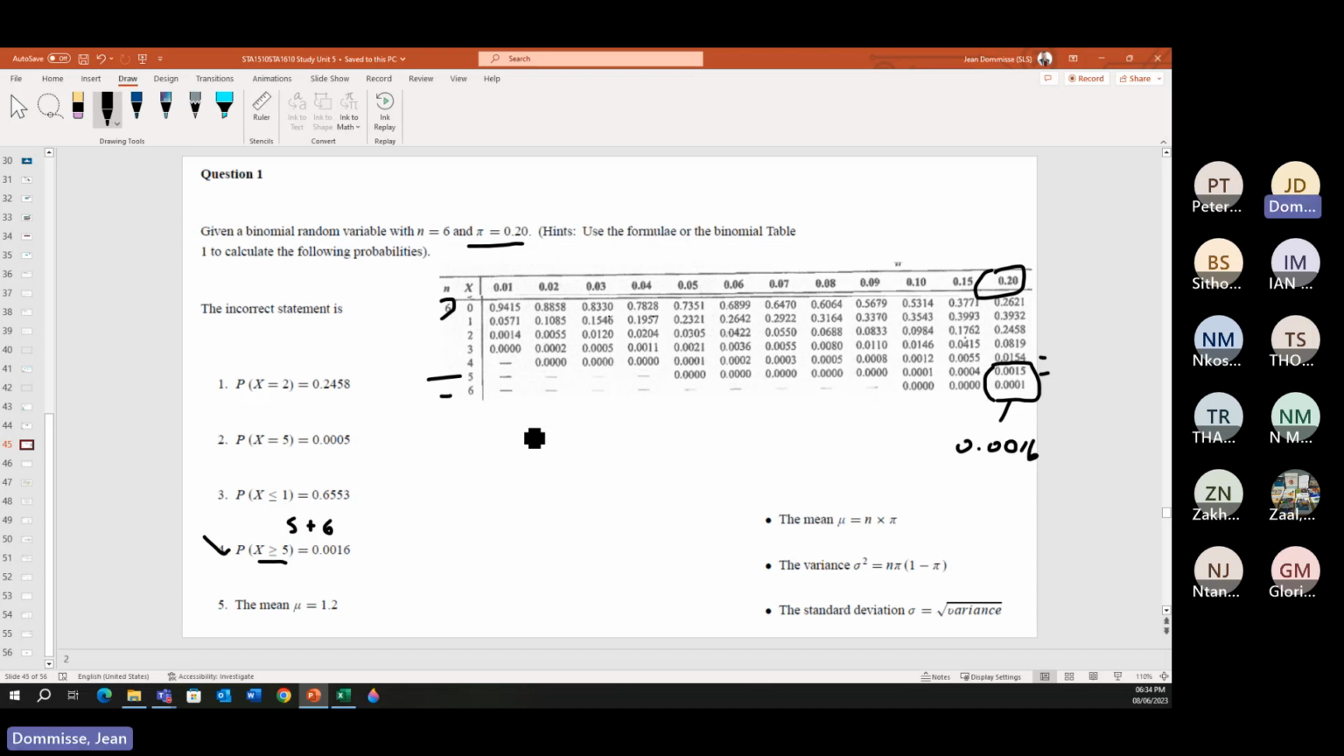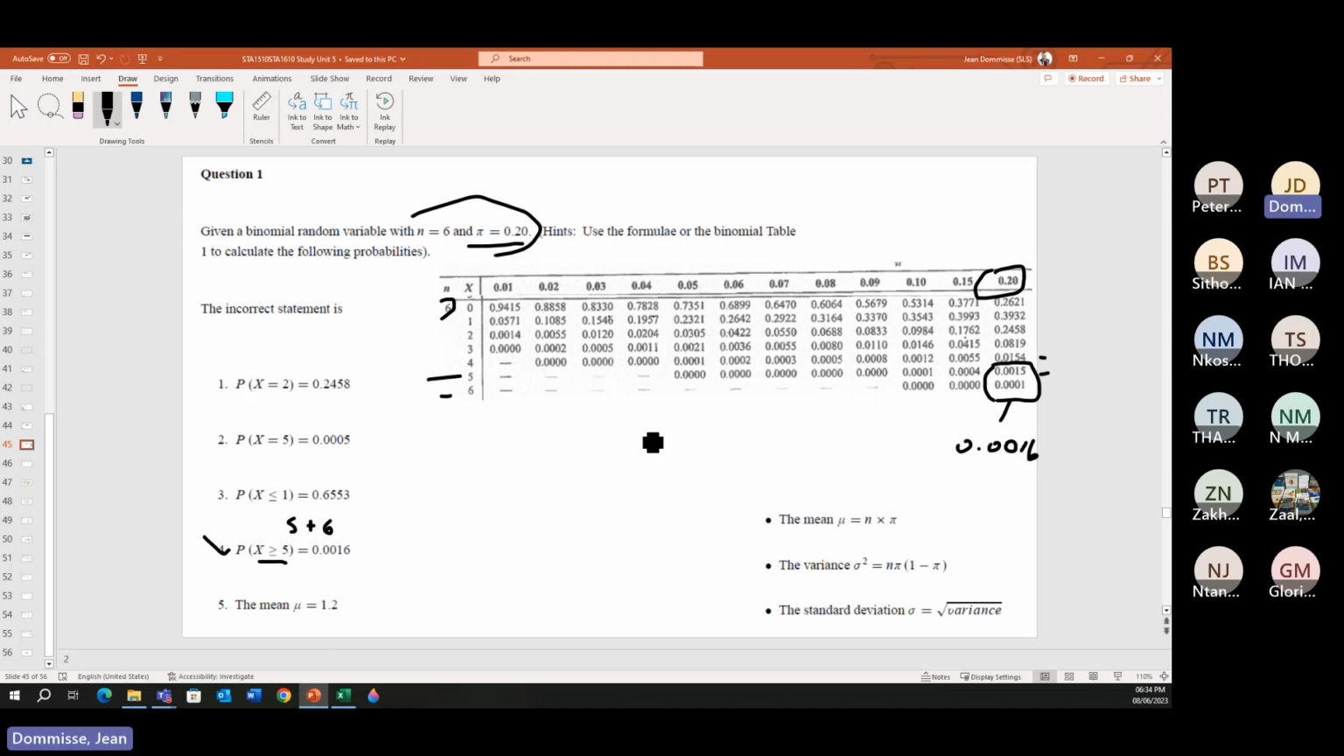Again, there are online calculators as well. If you Google a bit, you will be able to find them. What I would normally do is just search for a binomial online calculator or something like that. Sometimes all that you need to put in is the n and the pi, and it will give you a few options that you can look at.